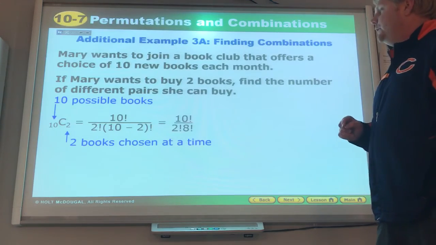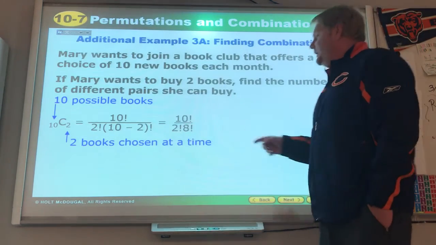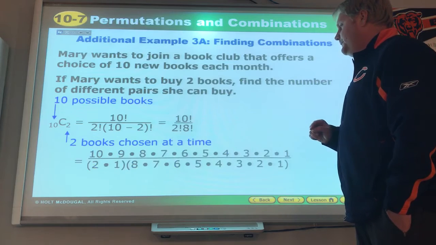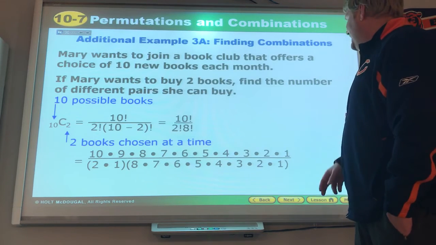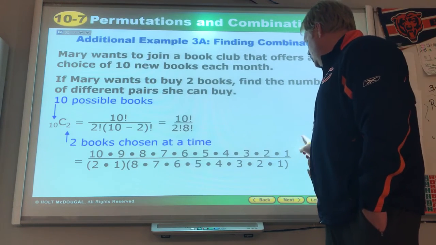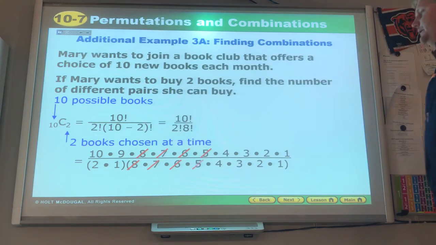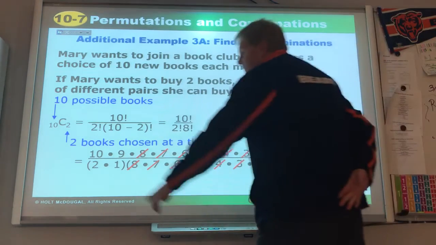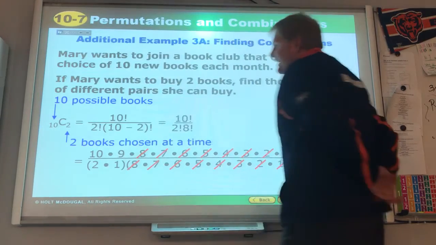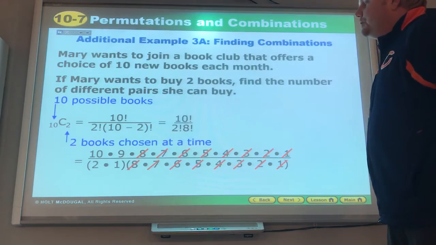So, 2 factorial, 8 factorial, write these out. I can cross out all of those. And I'm left with 10 times 9 divided by 2 times 1, which should be 45.